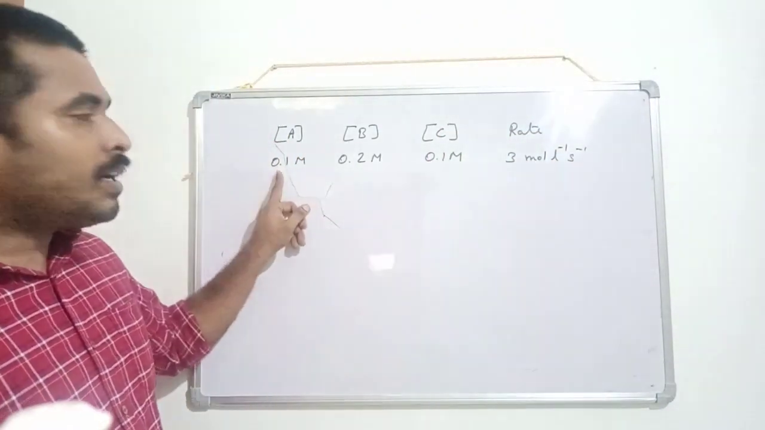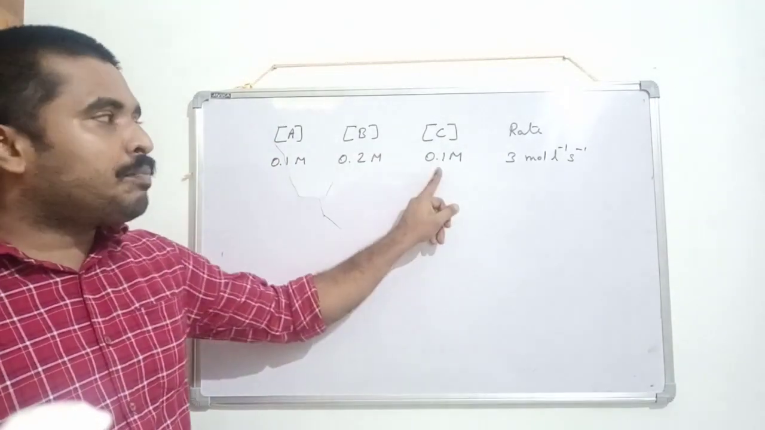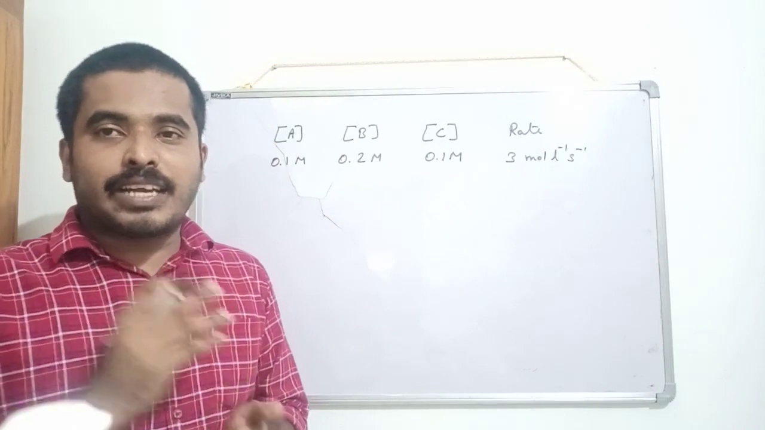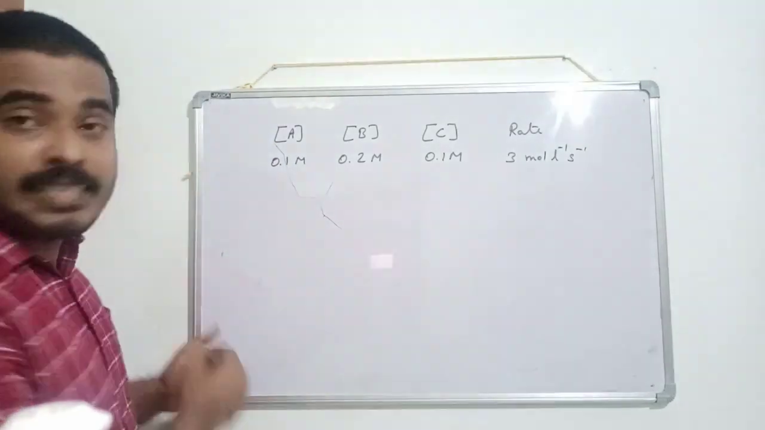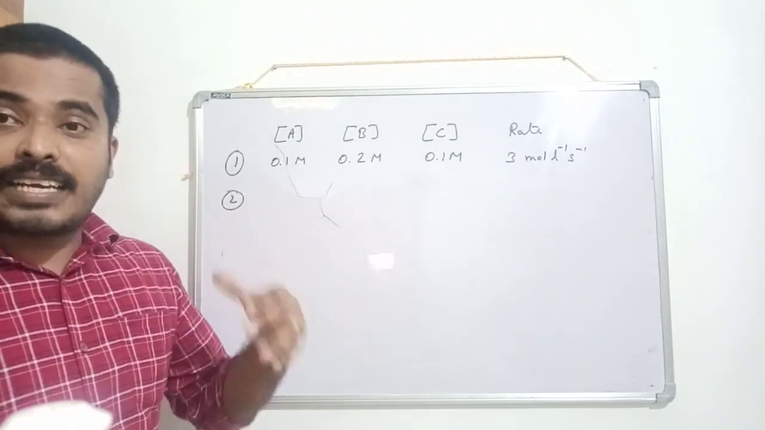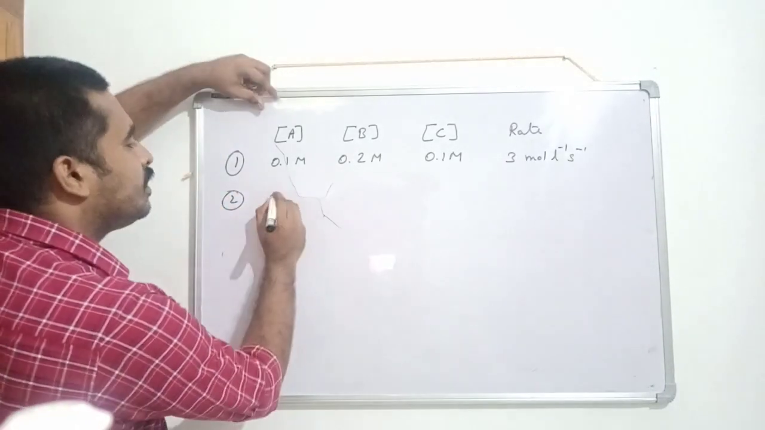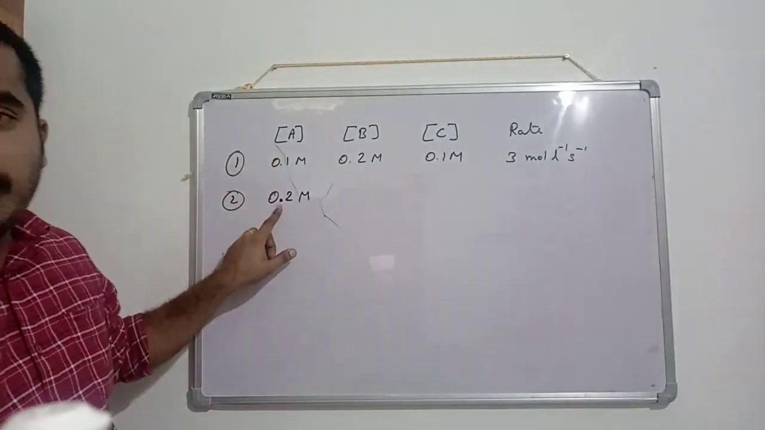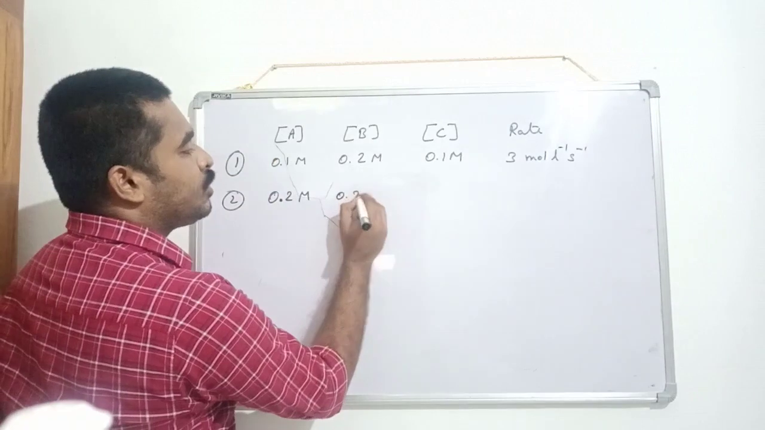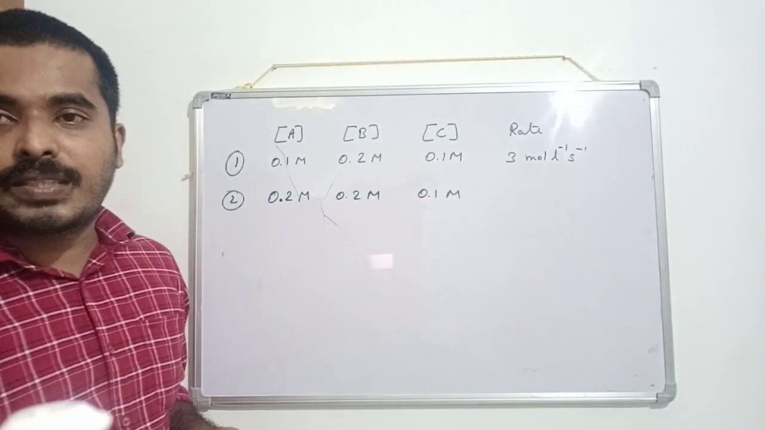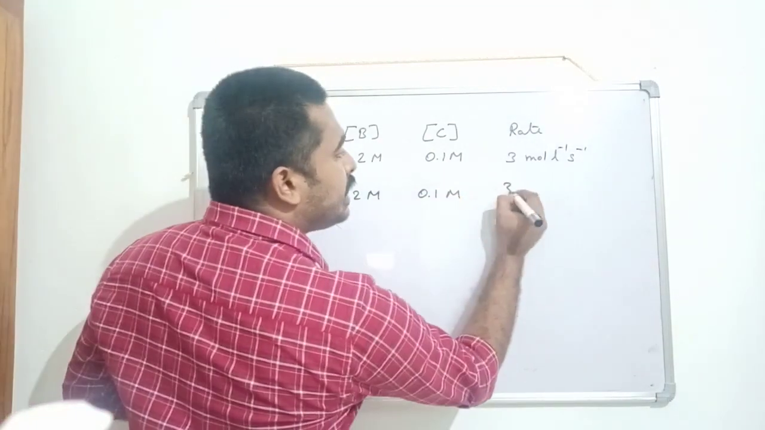Concentration of A 0.1, B 0.2, C 0.1 and rate is 3 mole liter raised to minus 1, second raised to minus 1. Second experiment, or more correctly second trial. In that, concentration of A is doubled. Concentration of B no change. Concentration of C also no change. Rate also didn't change.